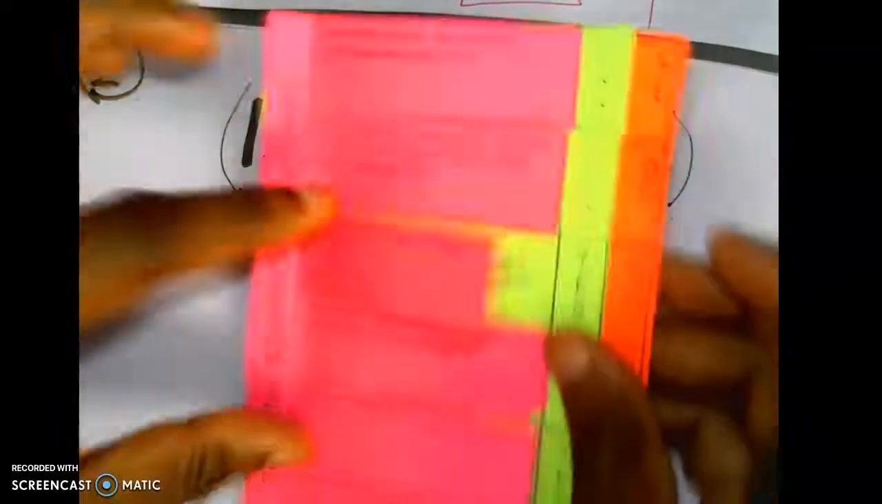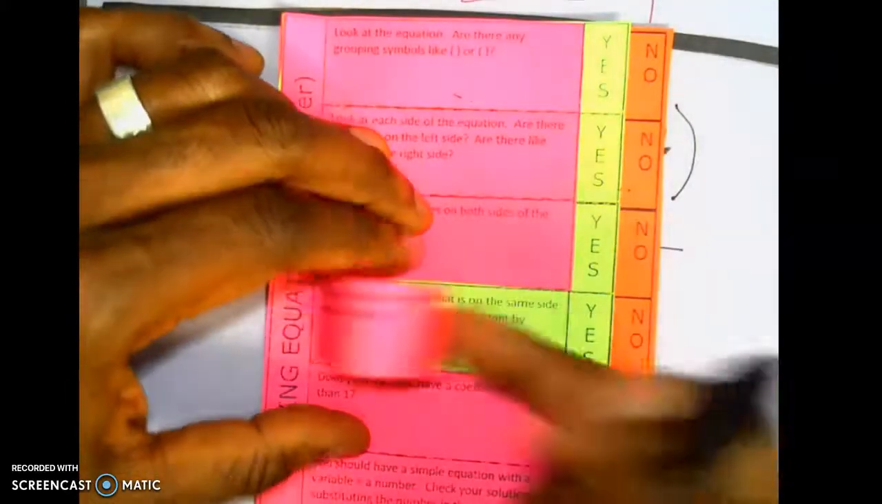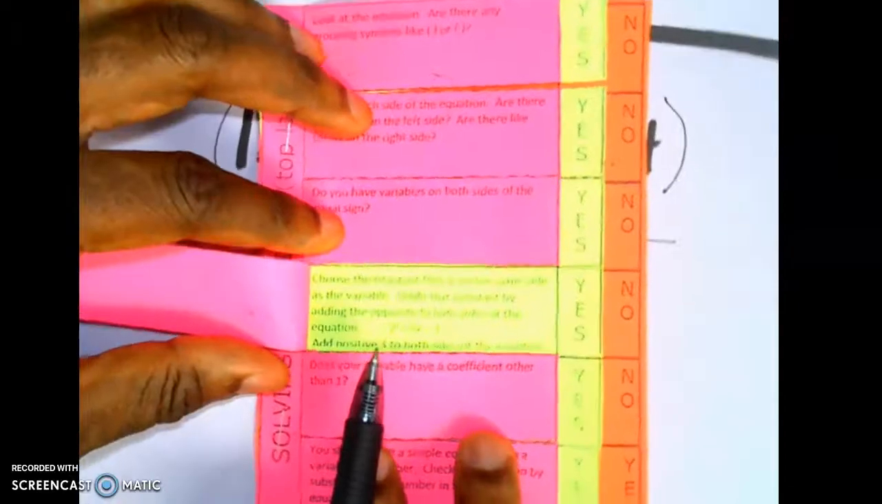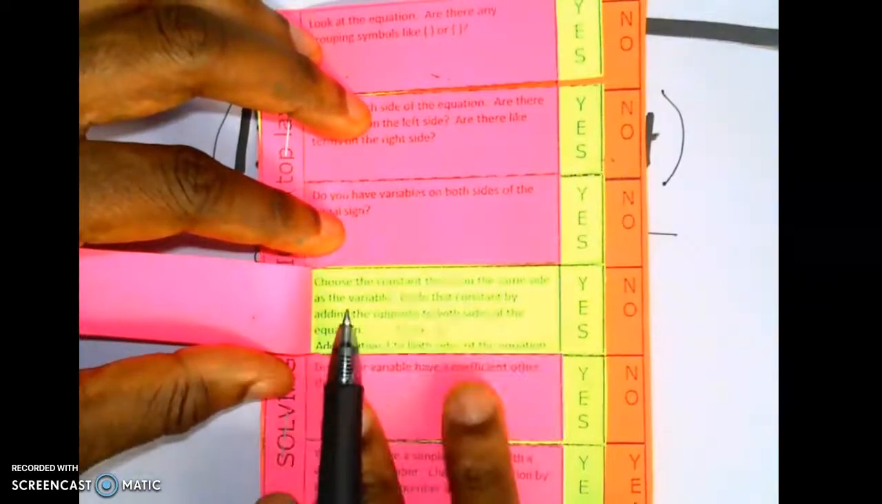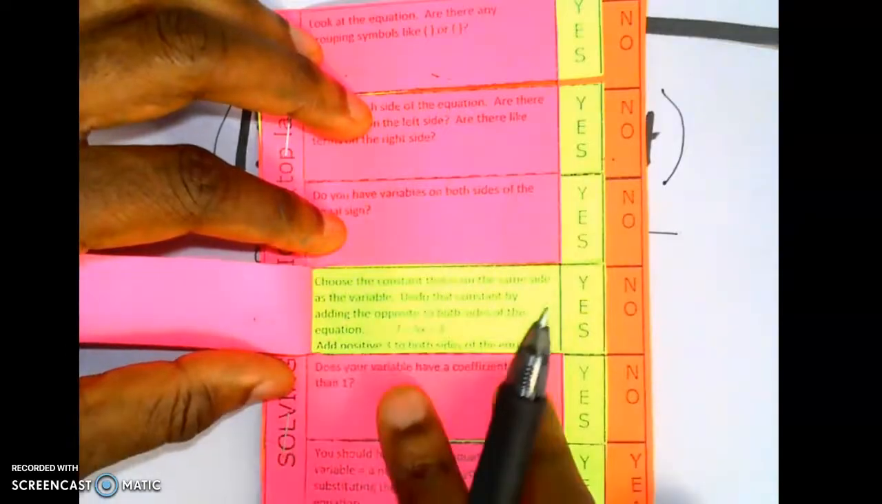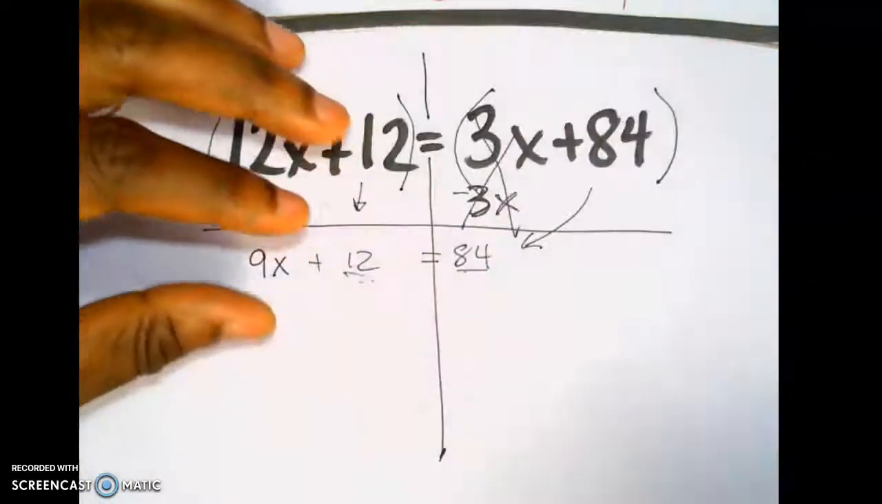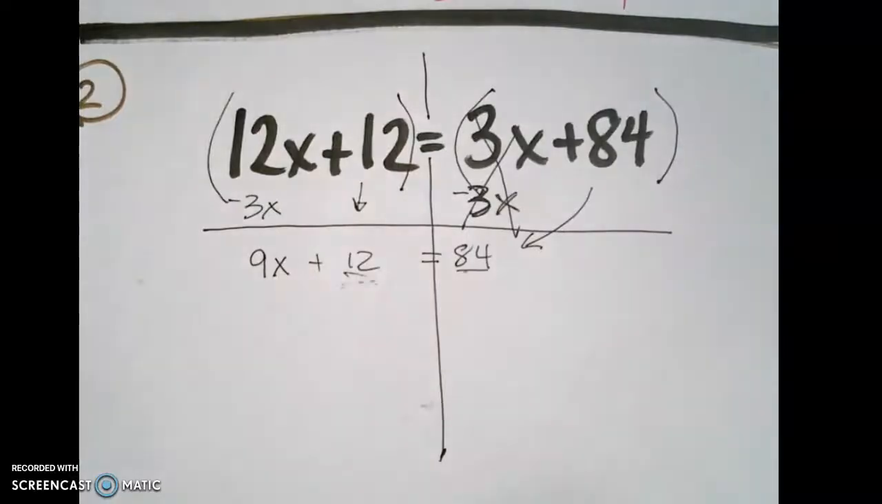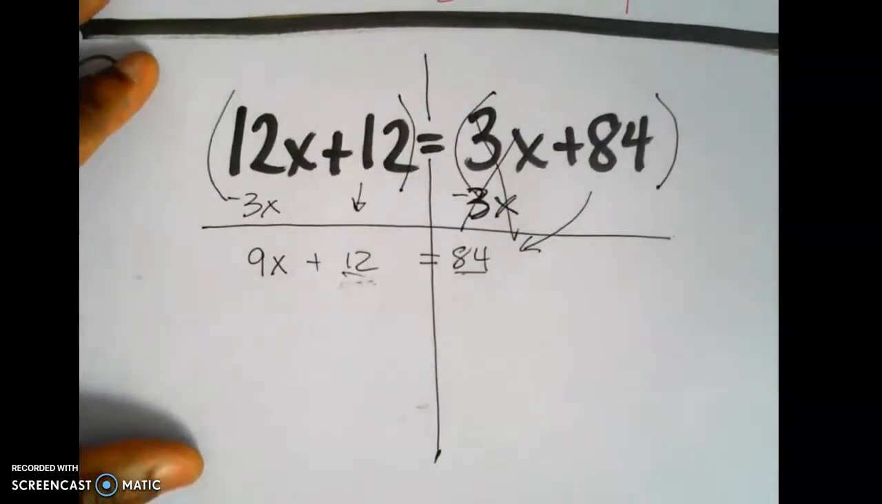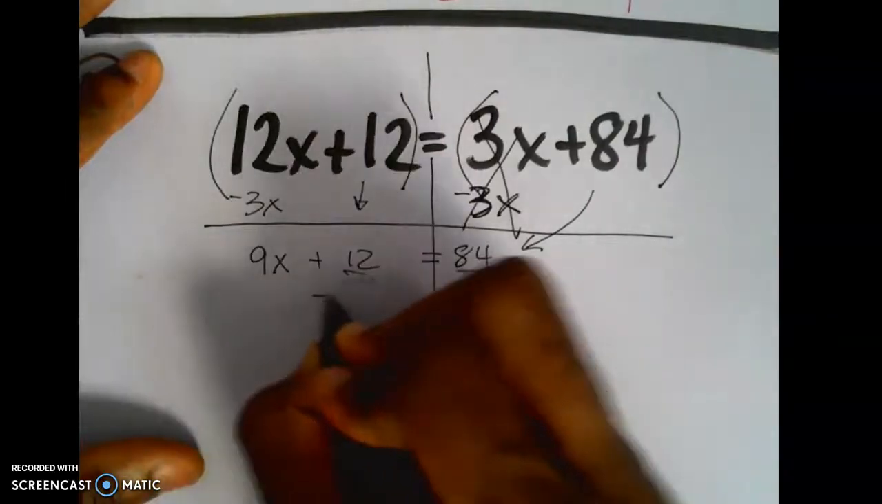So now, I'm going to flip this up because it says, yes, I have a constant. Now again, you're going to choose the constant that is on the same side as the variable. Okay? Once you do that, you're going to use the constant by adding the opposite to both sides of the equation. So let's go ahead and take care of that. Okay, I'm going to try to darken this just so we can see that a little bit better. All right, so I'm going to add a negative 12.